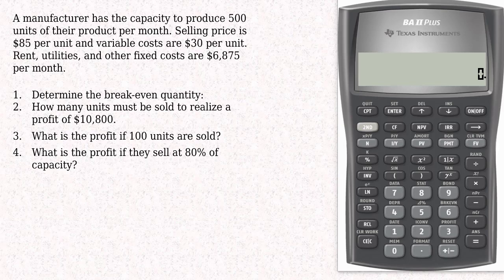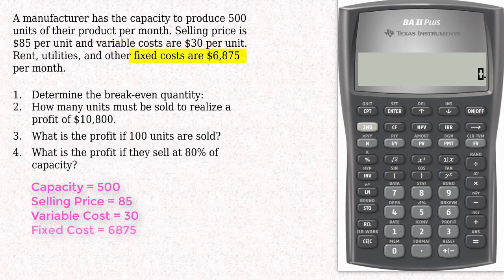For this problem here, we have a capacity of 500 units. Selling price is $85 per unit. Variable costs $30 per unit. And fixed cost is $68.75. In number 1, we want to determine the break-even quantity.